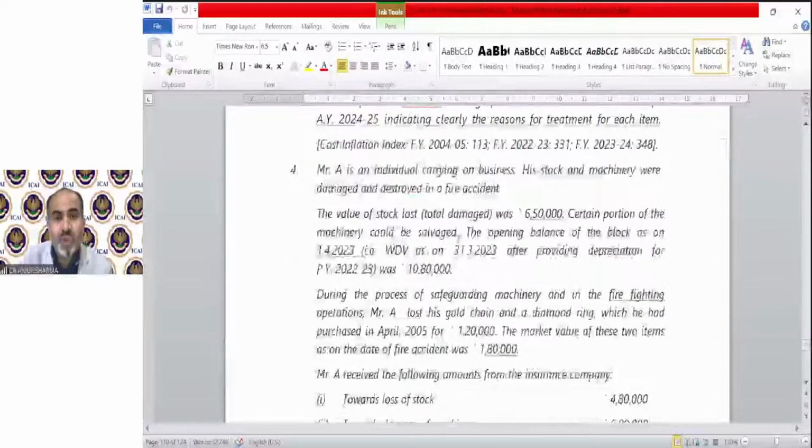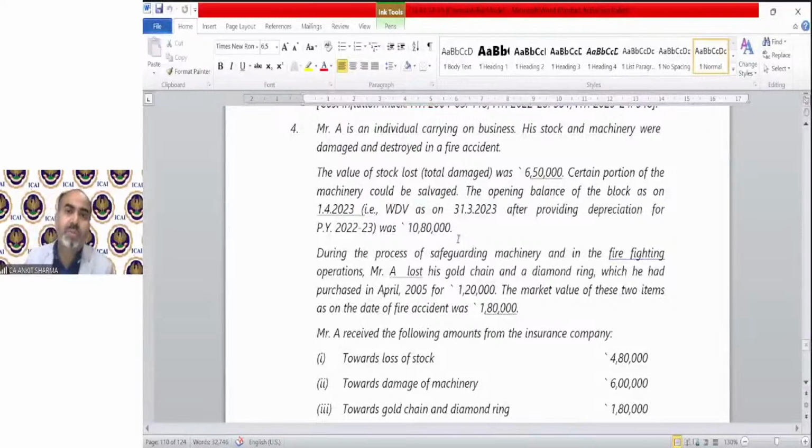That was question number 3. Now question number 4 talks about Mr. A, an individual carrying on business. His stock and machinery were damaged and destroyed in a fire accident. The value of stock lost is 6,50,000. So the stock loss will go in PGBP. A certain portion of the machinery, he was only having one machinery, could be salvaged.